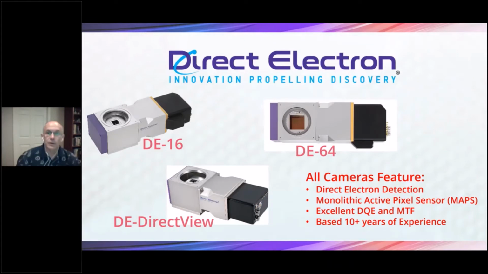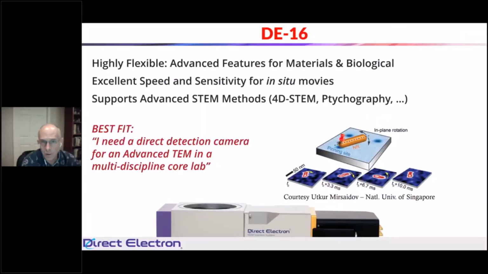So I'd like to start off by introducing the camera that's probably the most relevant to the audience here at EMAG. Our DE16 camera is designed for both materials as well as biological sciences. And it's really a good fit for a TEM that's an advanced TEM, perhaps a combination TEM and STEM system that is aberration corrected, because it is very flexible and can be set up for a number of different experiments. And a couple of examples I'd like to give of how people are using the DE16.